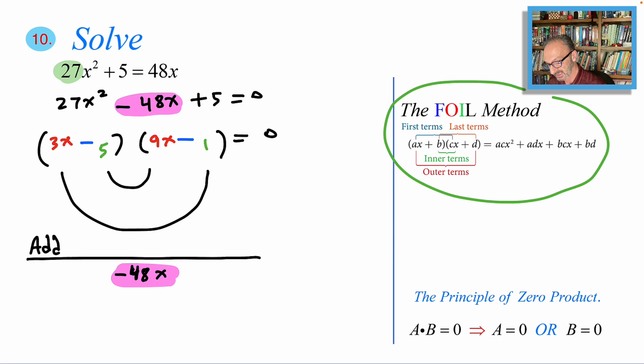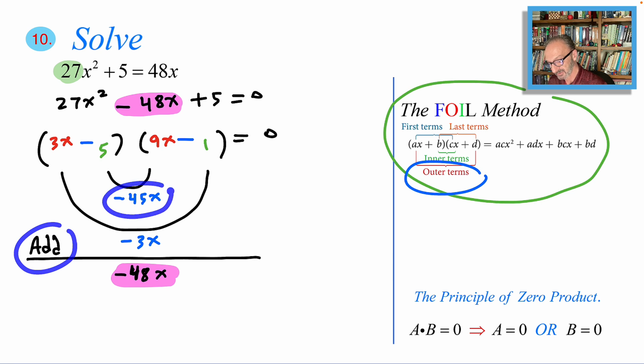The inner one is minus 5 times 9x, which is minus 45x. The outer ones, as it shows on the notes on the right side, multiplying 3x times negative 1, that will give me negative 3x. And if you add the minus 45x and the minus 3x, you get the minus 48x as expected. And that should do it.